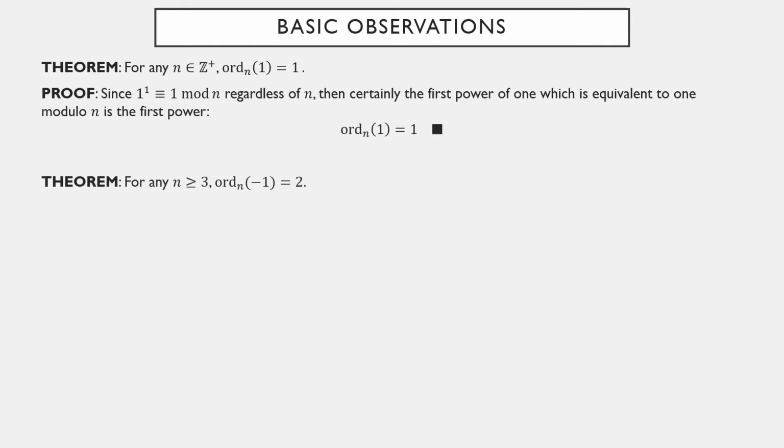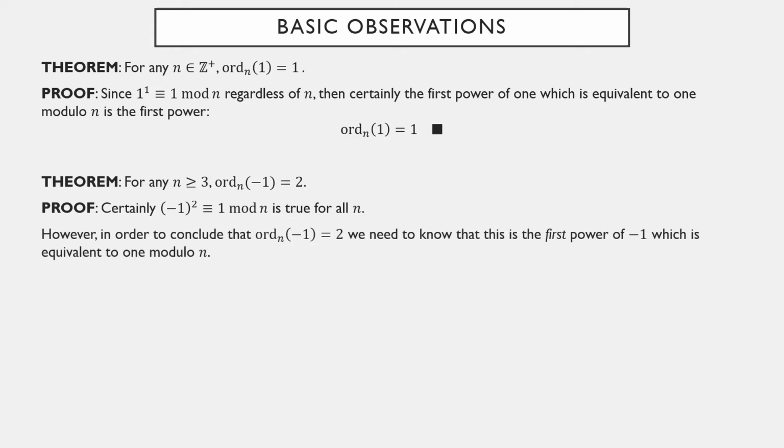Next, for any n 3 or larger, the order of -1 is 2. -1 squared is definitely equal to 1 as an integer and therefore equivalent to 1 mod n for any n. But in order to conclude that the order is equal to 2, we need to know that that's the first power of -1, which is equivalent to 1 modulo n. It's not just enough for -1 squared to be equivalent to 1. We need to know that -1 to the first isn't.